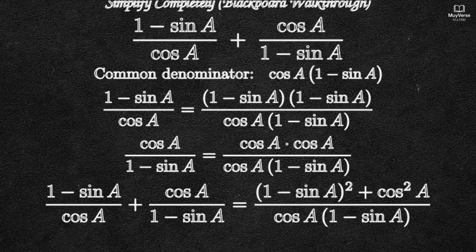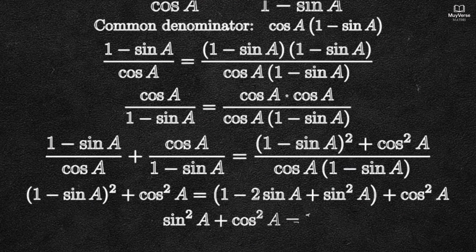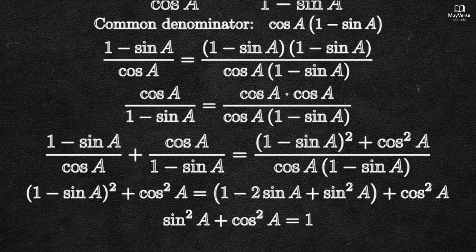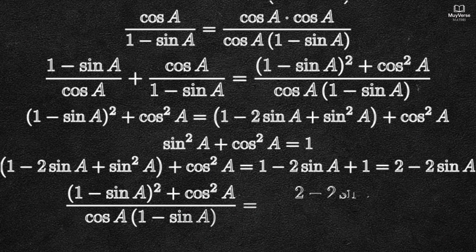Step 2. Expand the numerator and combine like terms. Expand (1 minus sine a) squared. Use the Pythagorean identity. Sine squared a plus cosine squared a equals 1. This gives 2 minus 2 sine a in the numerator.